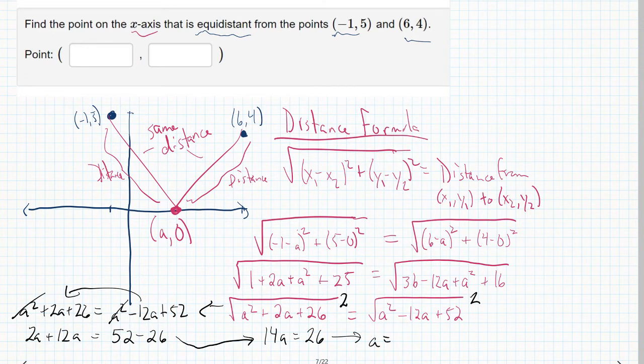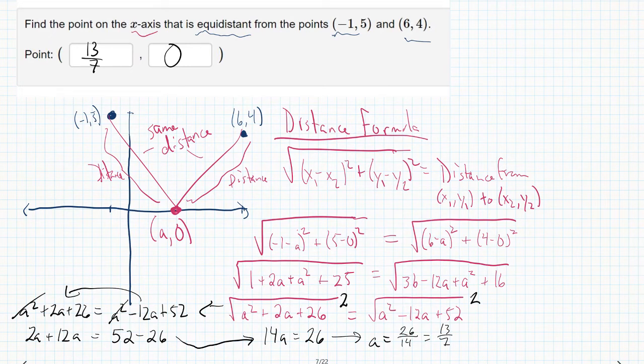And that means a equals 26 over 14. Both of those are divisible by 2, so that'd be 13 over 7. And so the point, actually, I'll write it up top here. The a value, remember that's the x value, it's 13 over 7, and then this had to be 0 because it was lying on the x-axis.